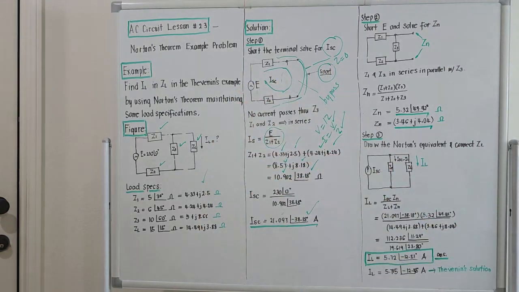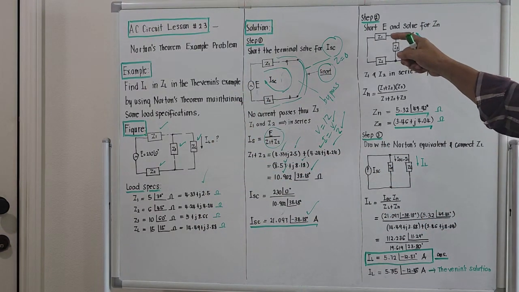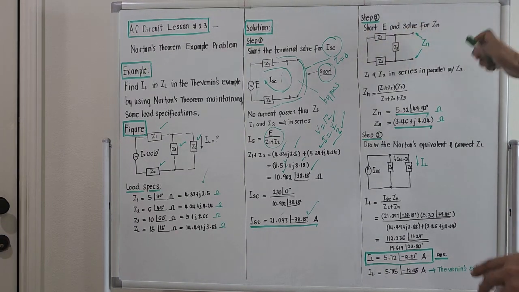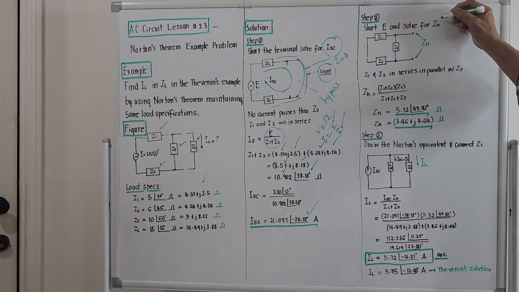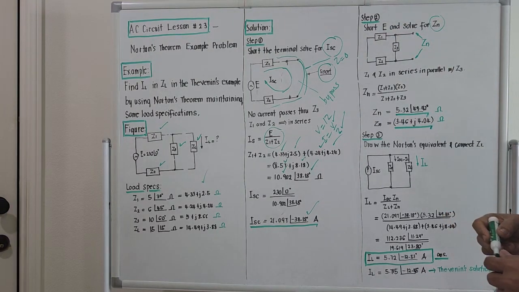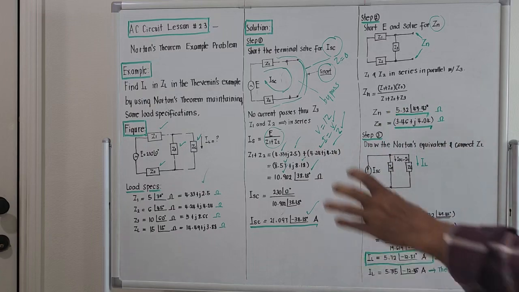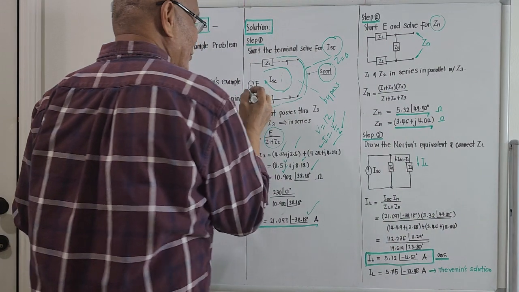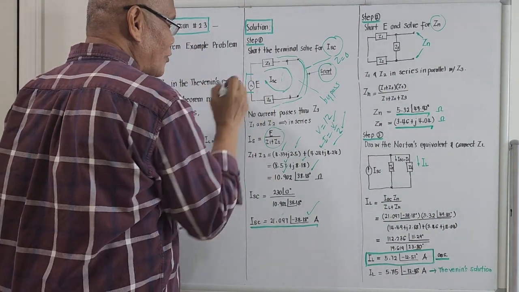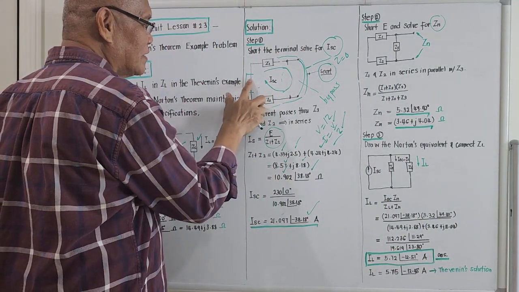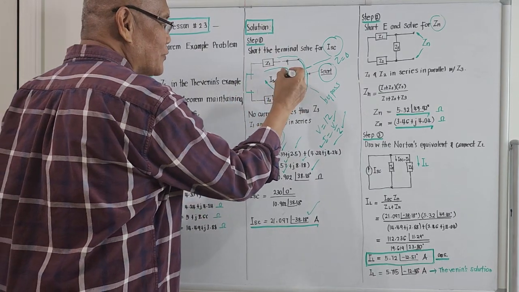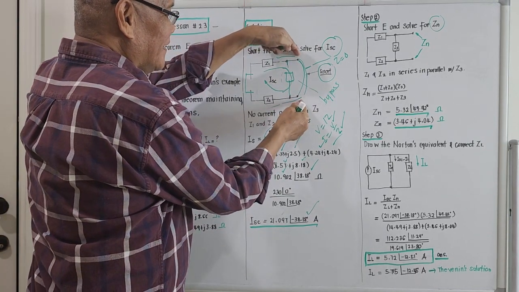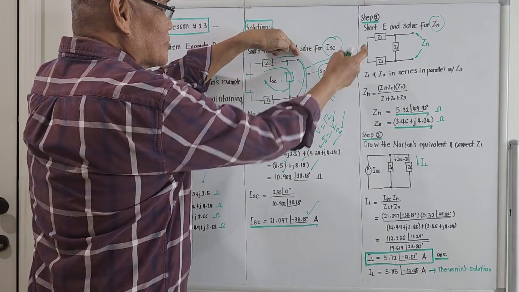Okay, let's proceed with step number 2. Step number 2: short the voltage E and solve for Z sub n. Z sub n is the Norton's impedance. As always, it's the same as in Thevenin's. In the computation of Zn and Zth, we short out E. If we short out E, it seems E is not there, right? Then compute the value of the impedance across these terminals here. That's step number 2.